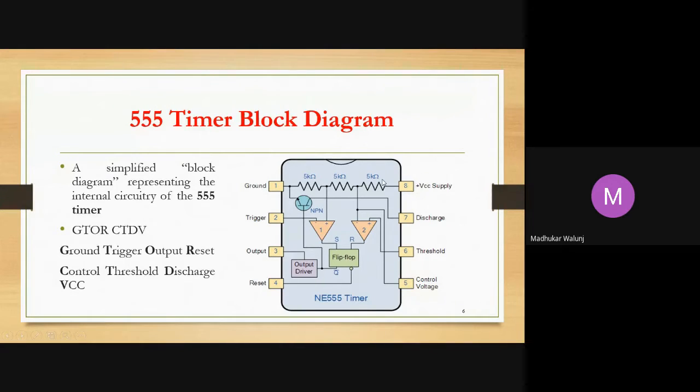The three 5 kilo ohm resistors are in a voltage divider manner, connected between pin 8 and ground, which means between VCC and ground. You can see from this 555 voltage divider that the first part is connected to the inverting terminal of the operational amplifier, which is comparator 2, and the next is connected to the non-inverting terminal of the operational amplifier, which acts as comparator 1.